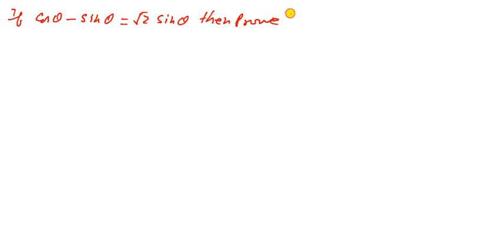Now come to the next question. In the next question, you can see: if cos theta minus sin theta is equal to under root 2 sin theta, then prove that cos theta plus sin theta is equal to under root 2 of cos theta.